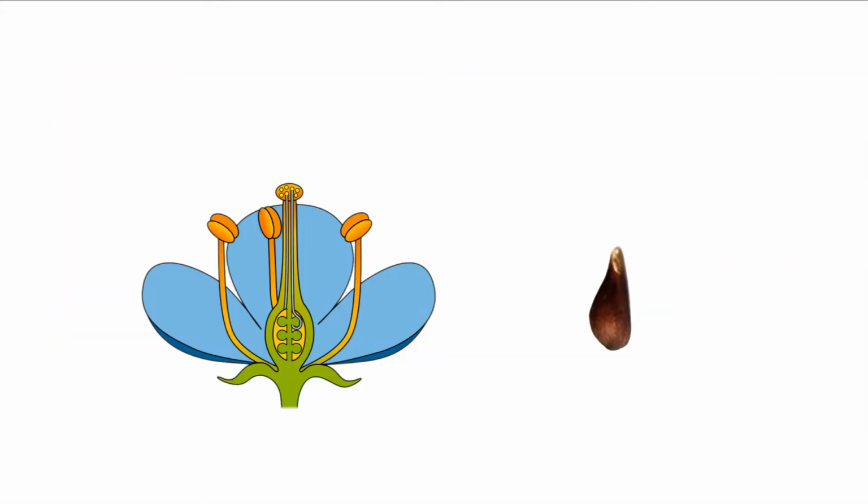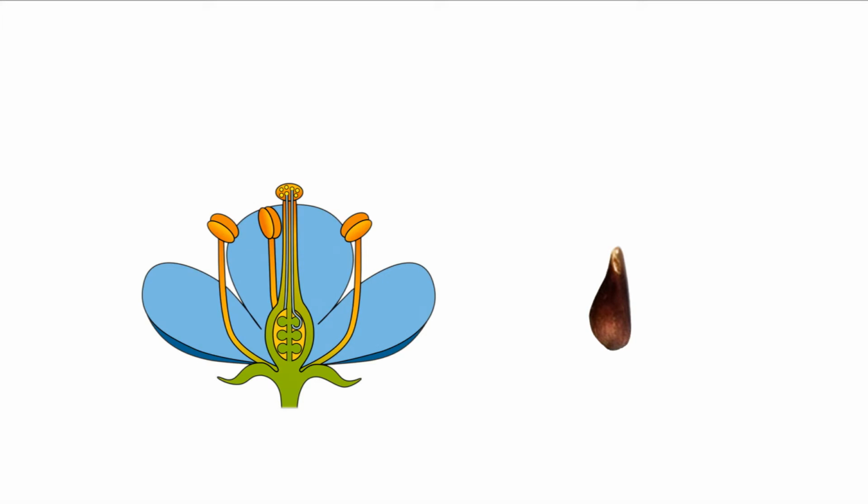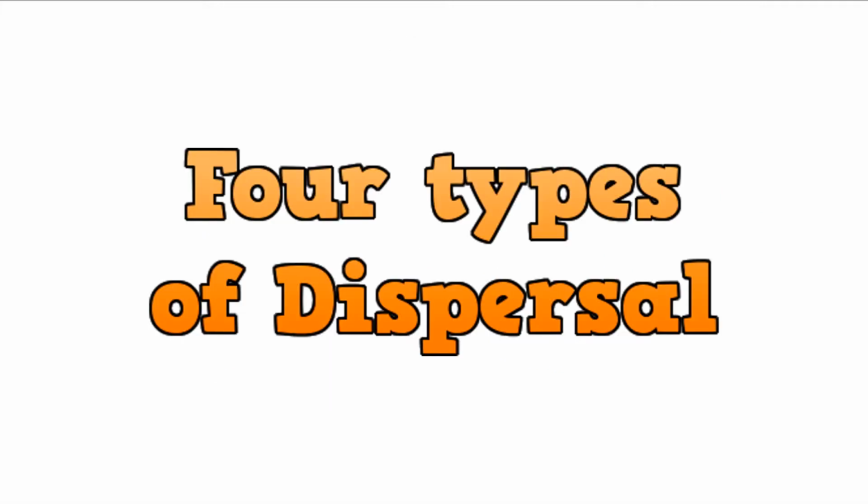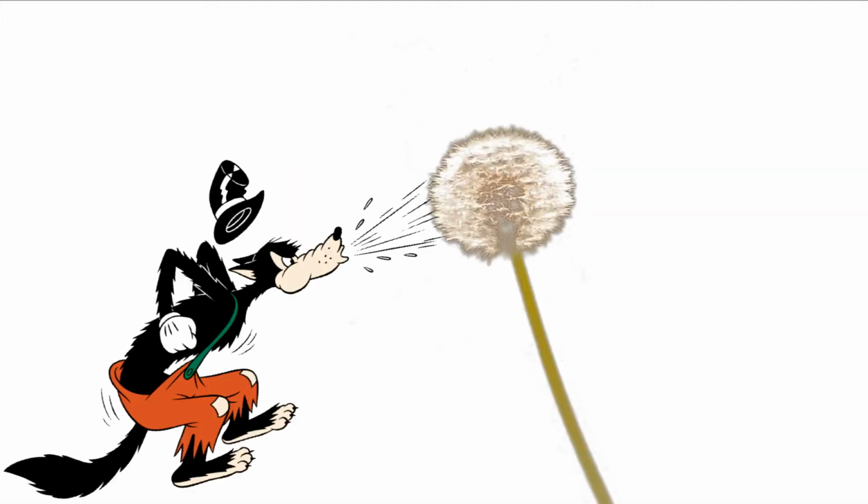Seeds need to be dispersed away from the parent plant. If the young plant remains close to its parent, it would need to compete with the parent for resources such as light energy, water, and carbon dioxide. There are 4 different types of dispersal. First, by wind. Second, animals. Third, water. And fourth, by an explosive mechanism.